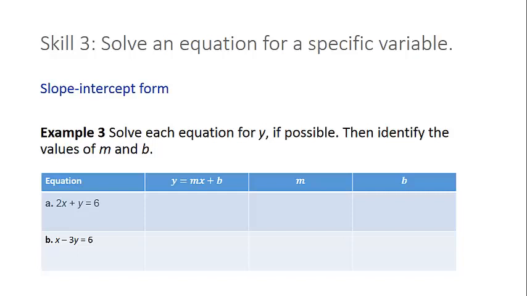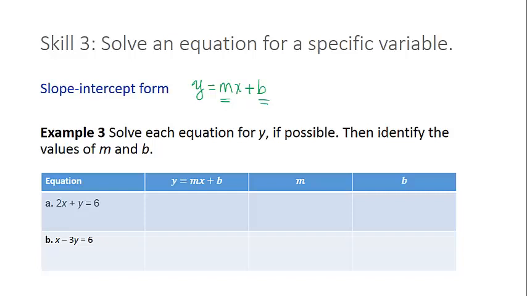A very important equation when dealing with lines is something called the slope-intercept form, and it is an equation of the form y equals mx plus b. This equation is very important for lines because once we have a linear equation solved for y, the coefficient of x and the constant term tell us some very important information about the graph of that line. Therefore, it's very important to be able to solve an equation for a specific variable.